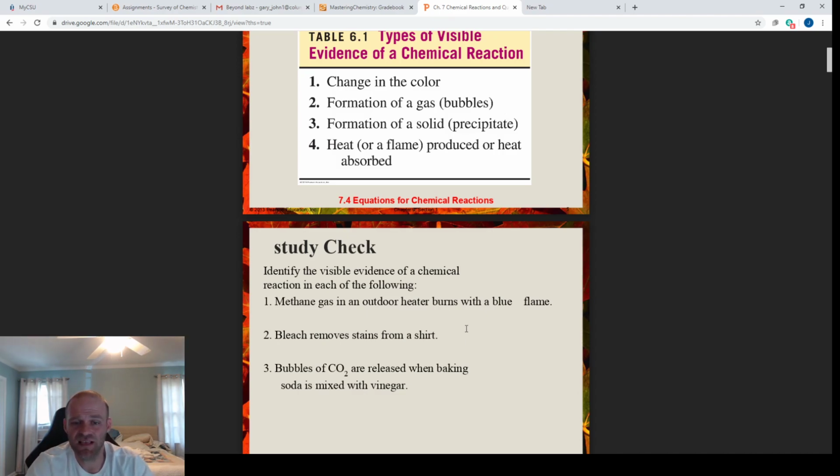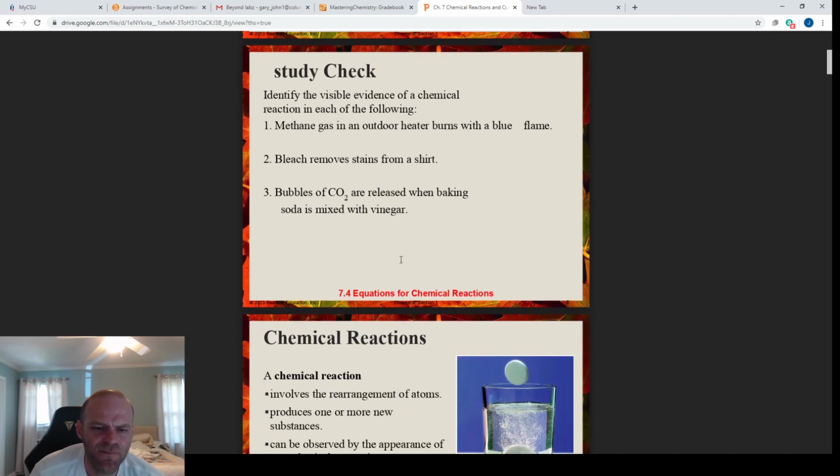Bleach removes stains from a shirt. That's a color change. An example of heat will be the mixing of an acid and a base. In lab, I would have you mix sodium hydroxide and hydrochloric acid, and both of them are at room temperature, but when you pour them together, it gets really hot in your hand. That is a chemical reaction that produces heat, an exothermic chemical reaction. We'll talk about that in a second.